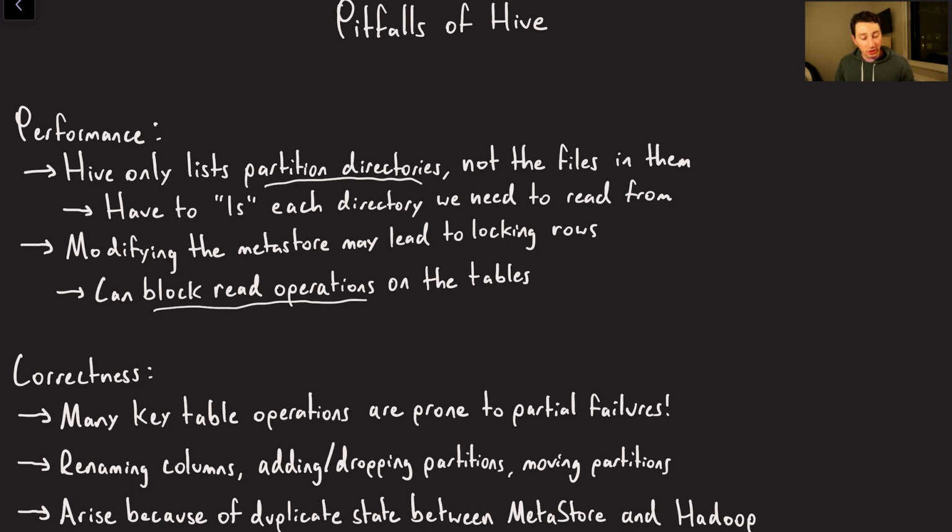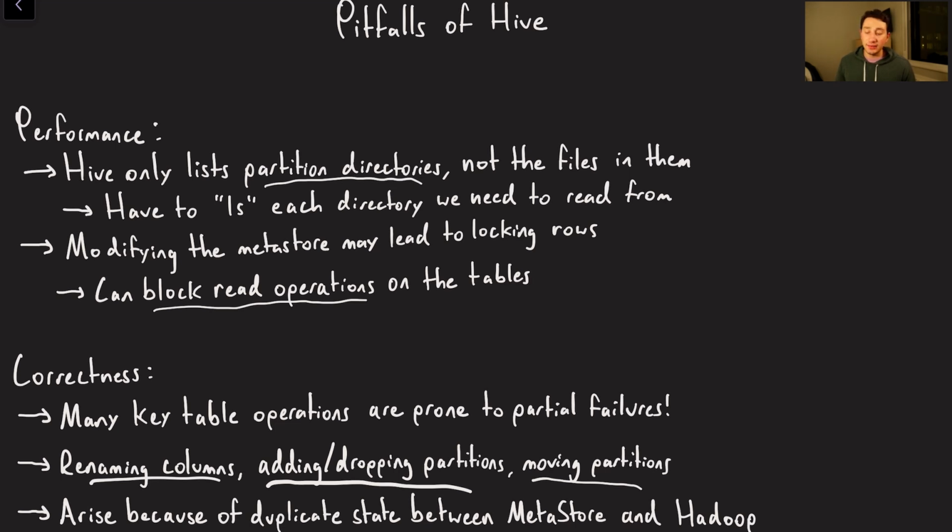Cool. In terms of correctness, basically Hive metastores also were pretty poor when it comes to atomicity. Basically, a bunch of things could lead to partial failures. So examples of those would be like renaming columns, adding and dropping partitions, moving files from one partition to another.